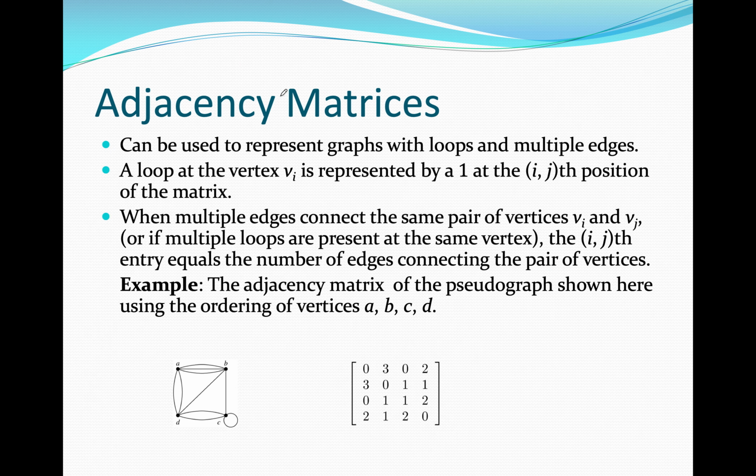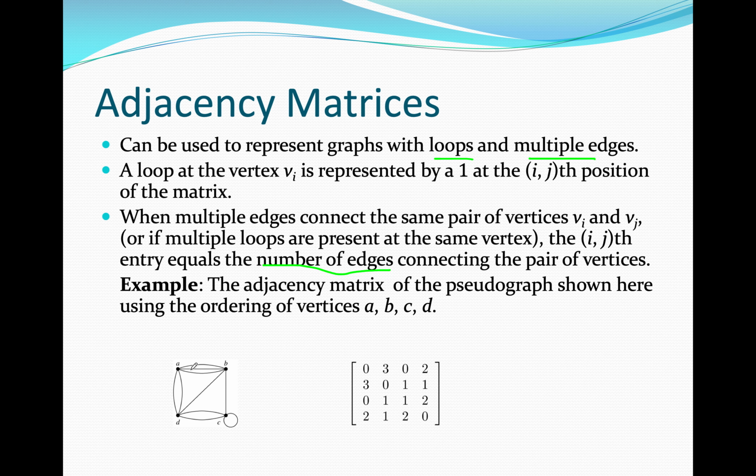And this one can be used to represent loops and multiple edges. A loop at the vertex vi is represented by a 1 at the ij position of the matrix. When multiple edges connect the same pair of vertices vi and vj, the i, j entry equals the number of edges connecting the pair of vertices.